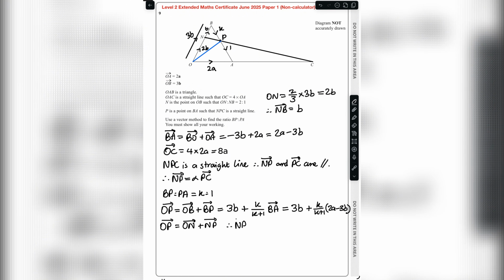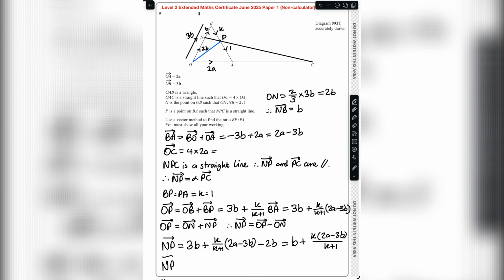Therefore, NP can be obtained by subtracting ON from OP. So NP can be written as 3b plus k divided by k plus 1 multiplied by 2a minus 3b minus 2b. And that equals b plus k multiplied by 2a minus 3b all over k plus 1. So as a single fraction, we can write NP as this.